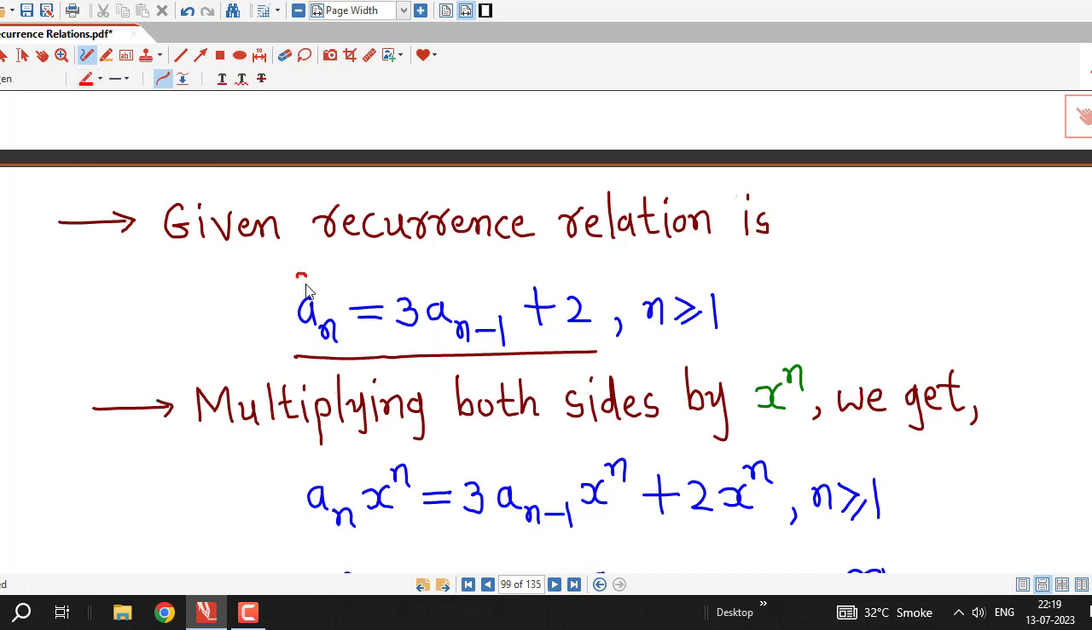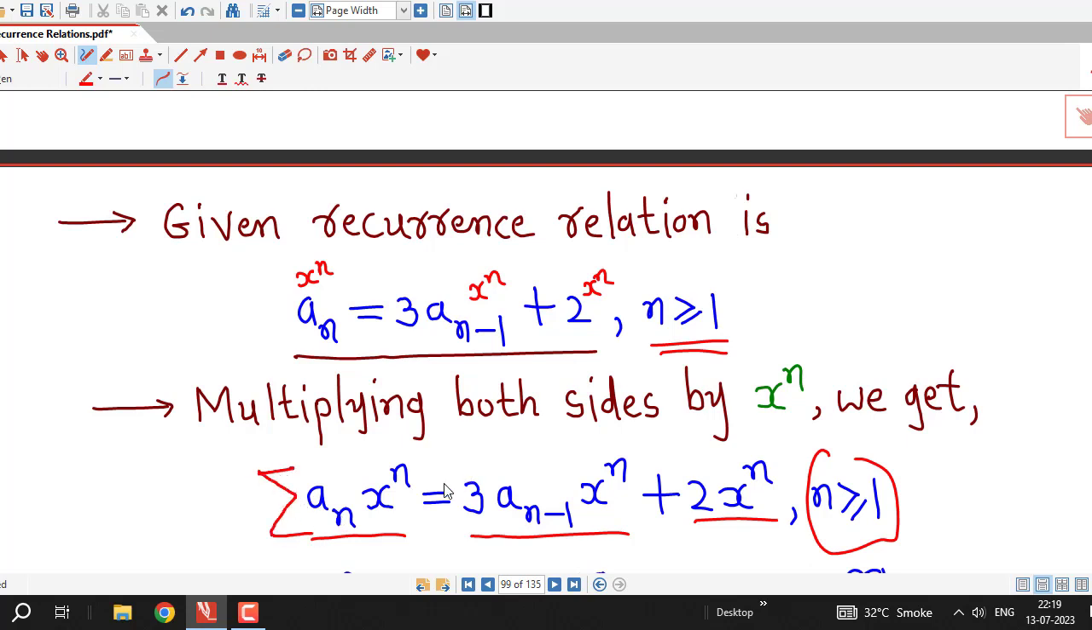Each term is multiplied by x raised to n, and the corresponding recurrence relation is a_n x^n equal to 3 times a_{n-1} x^n plus 2 times x^n. And here n starts from 1 because this is a recurrence relation of first degree. After multiplying by x raised to n, we have to take sigma or summation on both sides for all possible values of n. So I will apply sigma on both sides.